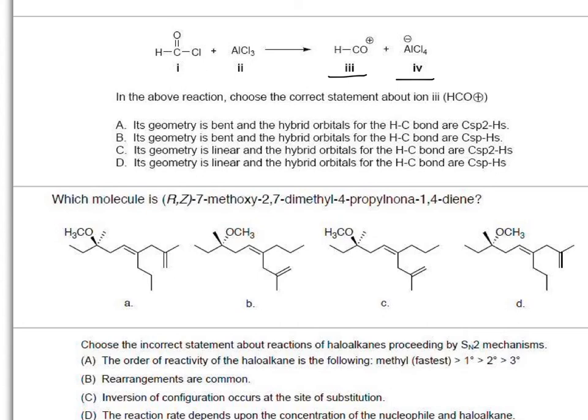The question is, in the above reaction, choose the correct statement about the ion 3. So this species is what they're looking at. Notice that if you have to write down the Lewis structure, because everything about the choices are essentially pertinent to hybridization. So this is the Lewis structure that you could draw, or you can say that essentially the electrons can be pulled, and in that case, the positive charge would be on carbon.